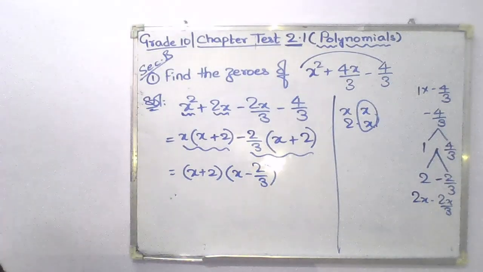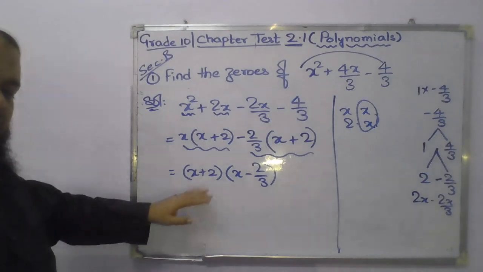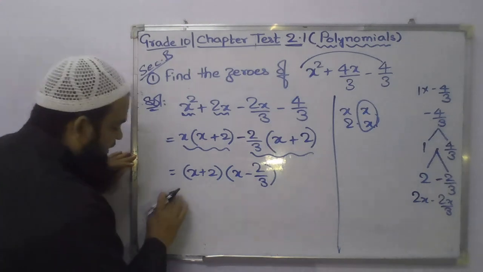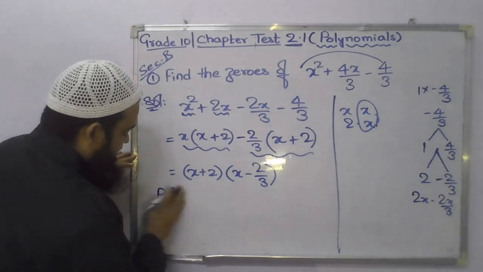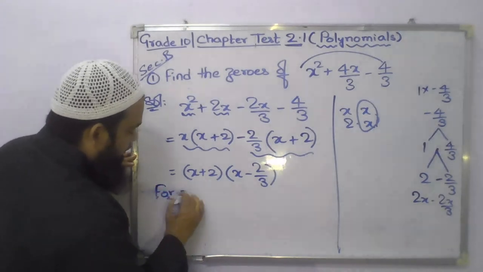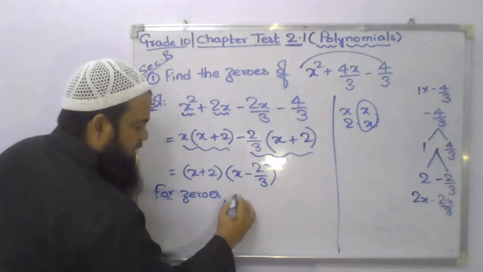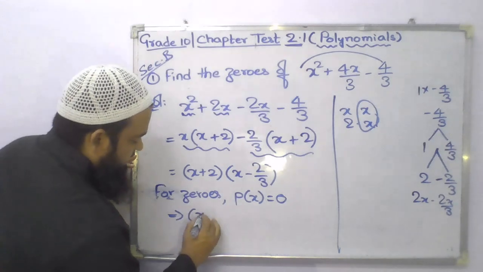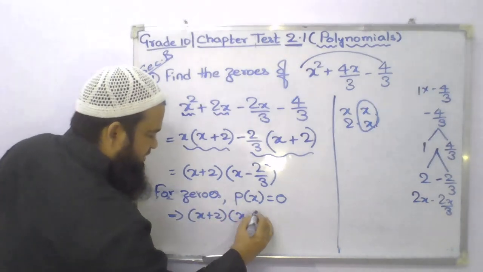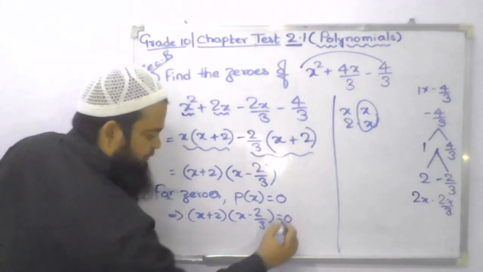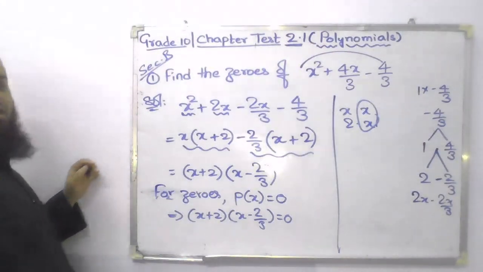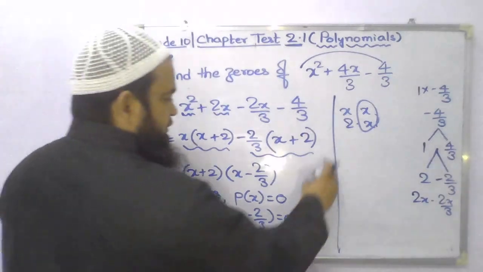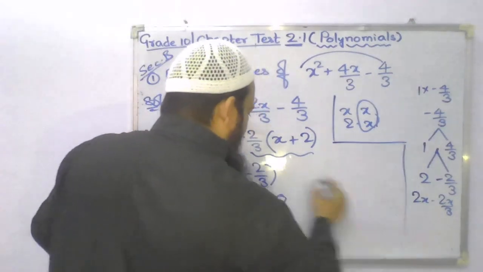Now, this I have done factorization. I have written it as a product of factors. Now, what to do? You have to find the zeros. In order to find the zeros, p of x, for zeros, equate the polynomial to 0. So when I equate, that implies x plus 2 times x minus 2 by 3 equals 0. When I multiply two factors and it becomes 0, that means either one of them is 0 or both can be 0. So let me write.